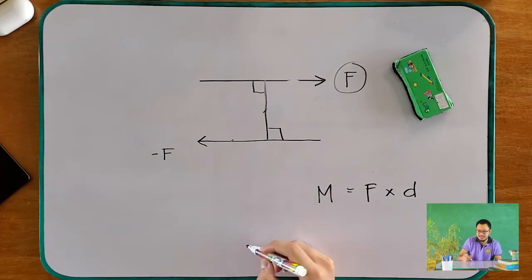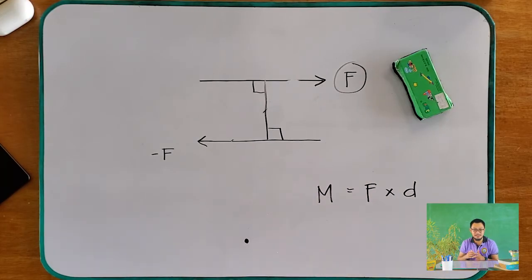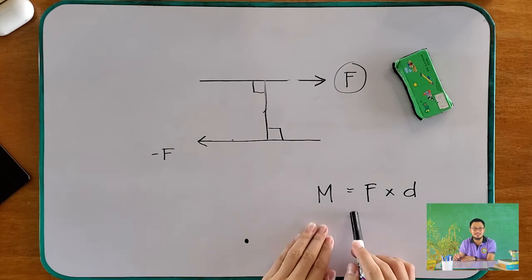So, again, this is what you call a free vector because it does not depend on the position of your moment axis. Wherever the moment axis is, it does not depend on that because your formula is only the force times the distance between the two forces. Okay? That's all. Very easy.